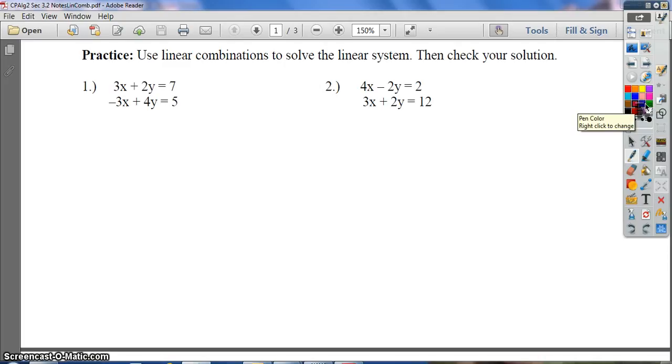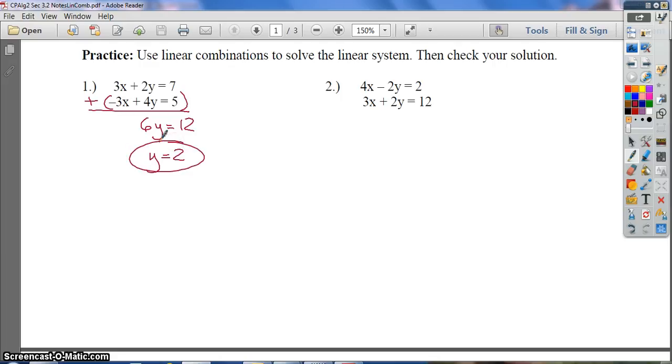Let's actually see what it looks like. Looking at these vertically, x's are lined up, y's are lined up, equal signs are lined up, numbers are lined up. So this is good to go. We realize that if I add these vertically, the 3x's will cancel out. That gives you 6y equals 12. So y will be equal to 2 when you divide by 6.